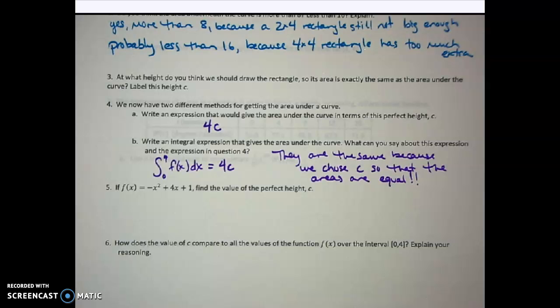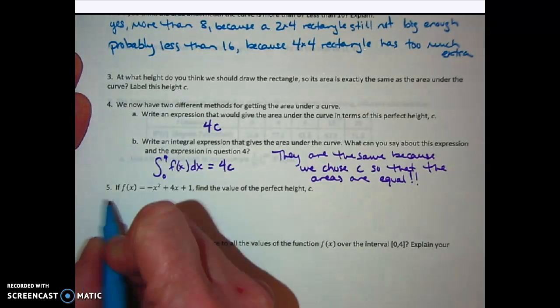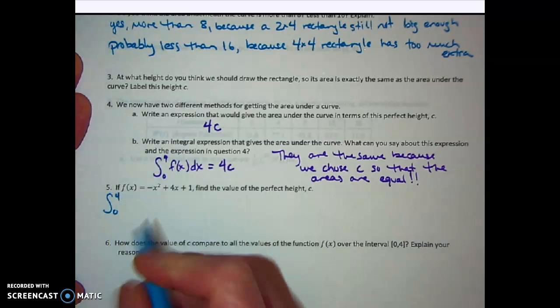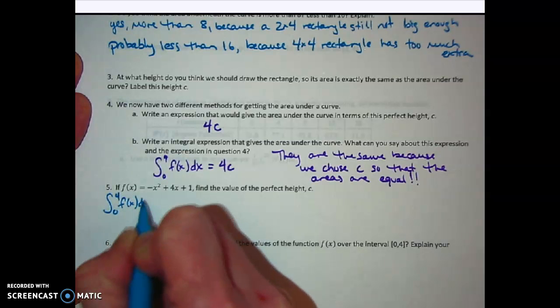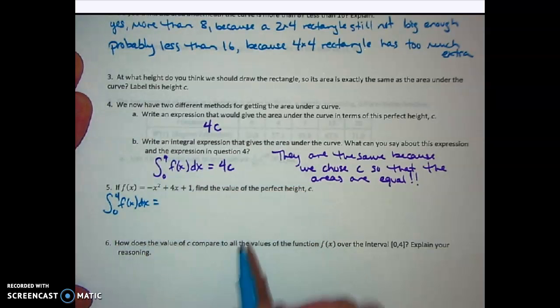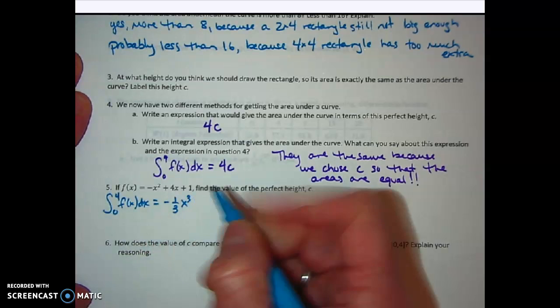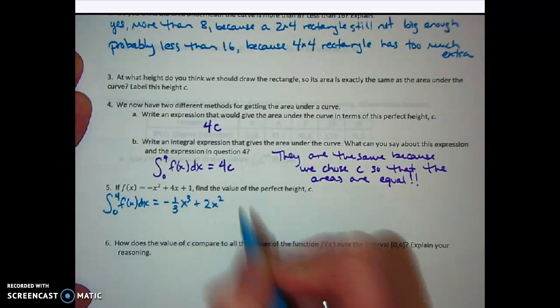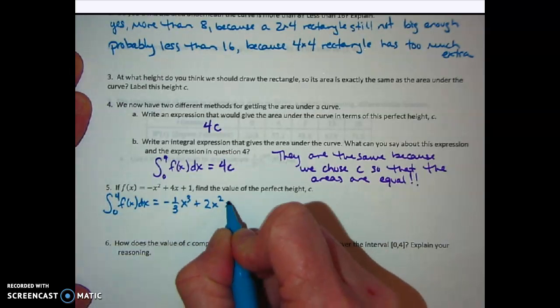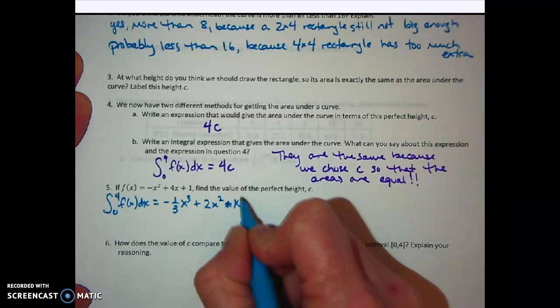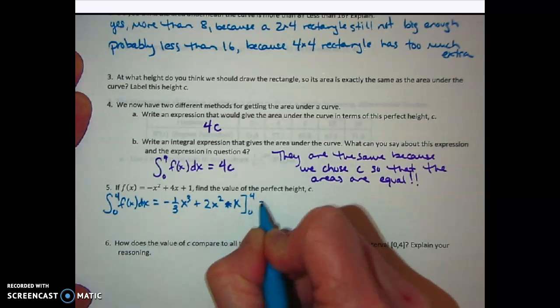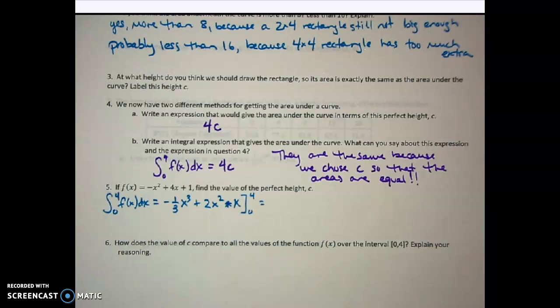If we are given that the function is negative x squared plus 4x plus 1, find the value of the perfect height of c. So we want to find the integral from 0 to 4 of f of x dx. So we're going to integrate this equation. So negative 1/3 x cubed plus 2x squared plus x, and we're going to evaluate that from 0 to 4. So now I'd like you to pause the video and evaluate that function from 0 to 4.